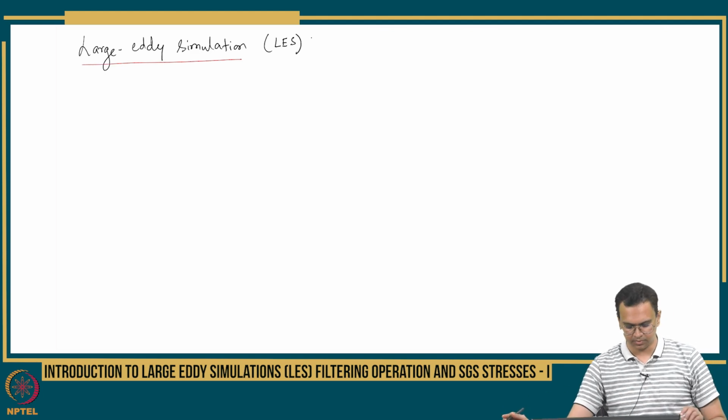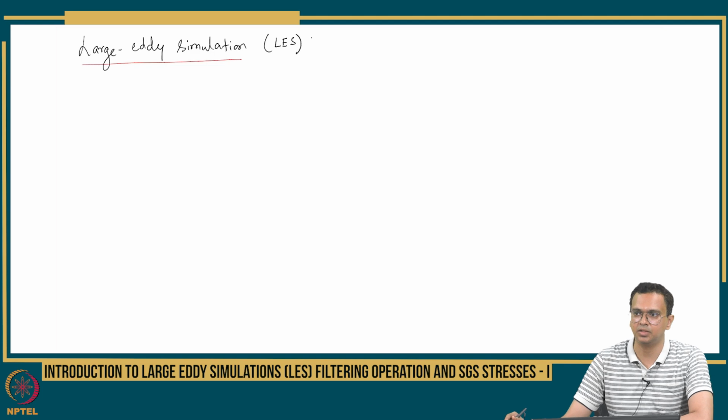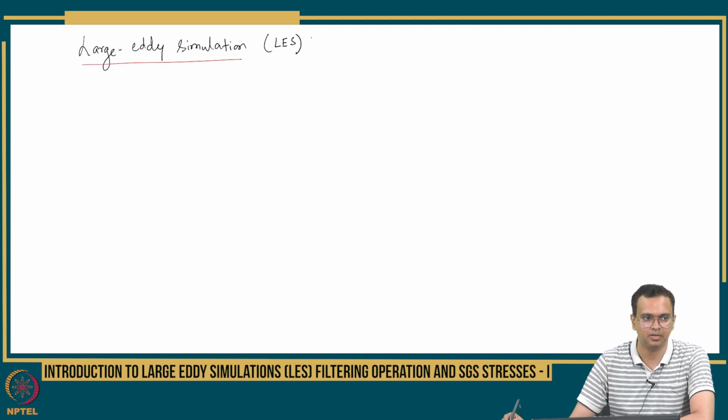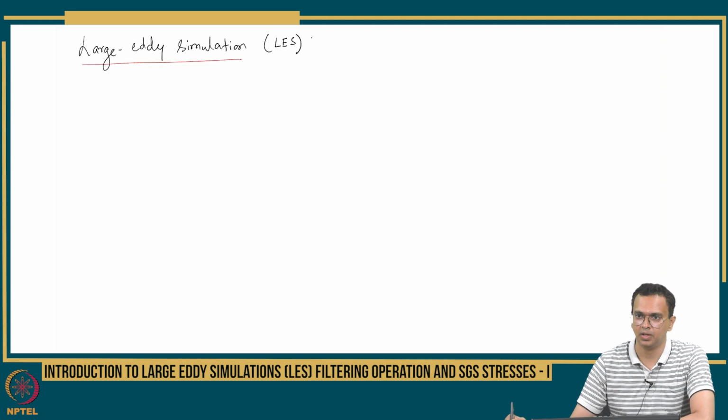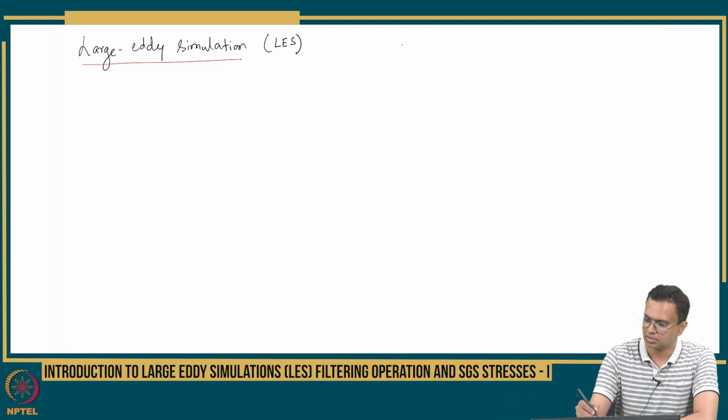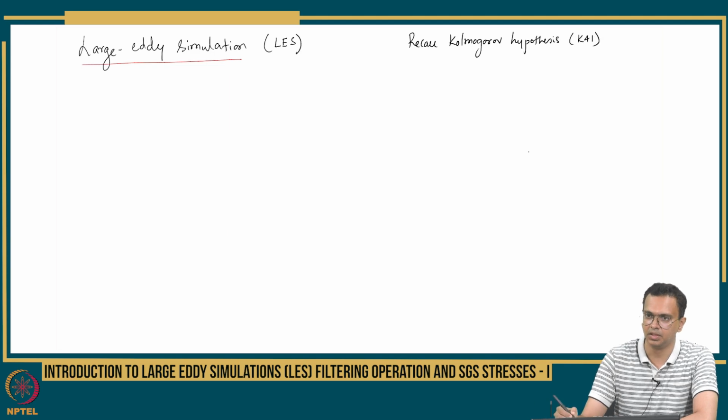Okay, so now here first we have to recall, as I told you, this Kolmogorov hypothesis has a lot of advantages for the turbulence modeling community. One of the big advantages we see is in the so-called LES modeling. So what is this Kolmogorov hypothesis? If we quickly recollect, the Kolmogorov hypothesis, or the so-called K41 theory.